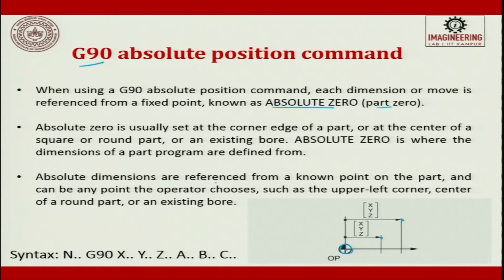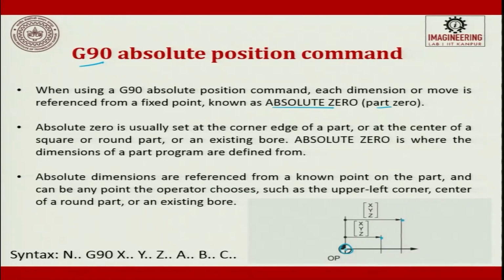Absolute dimensions are referred from a known point on the part and can be any point chosen by the operator, such as the upper left corner, the center of the round part, or the existing bore. So, he can choose anywhere.